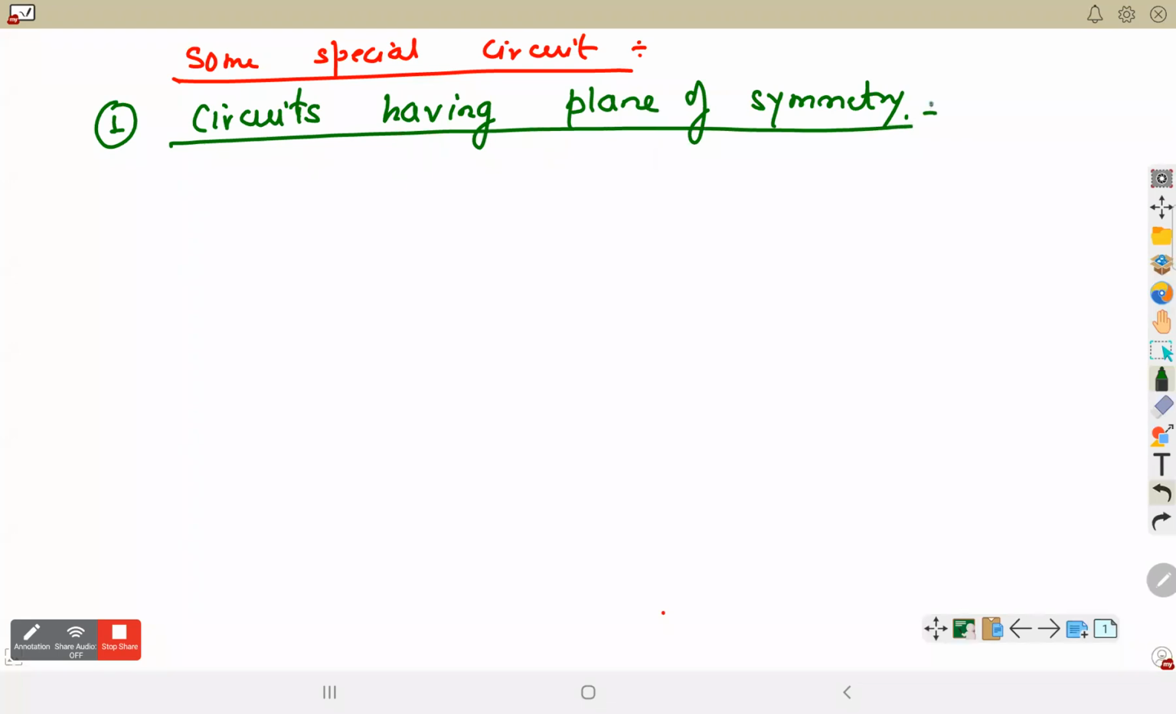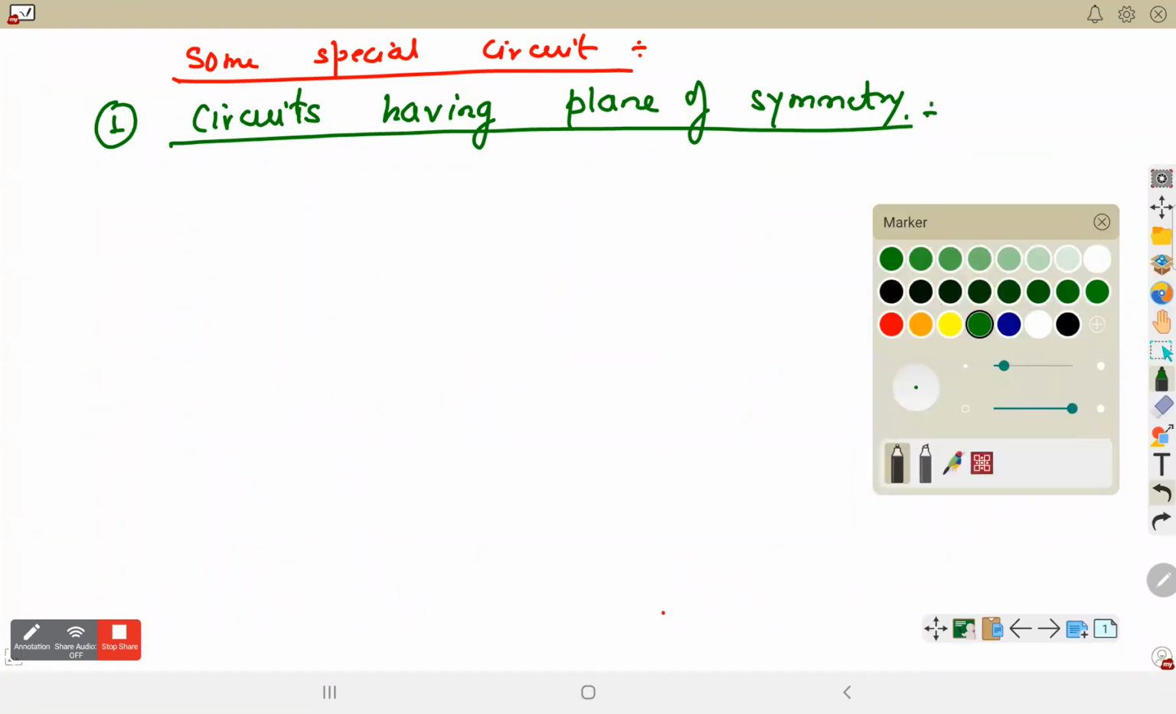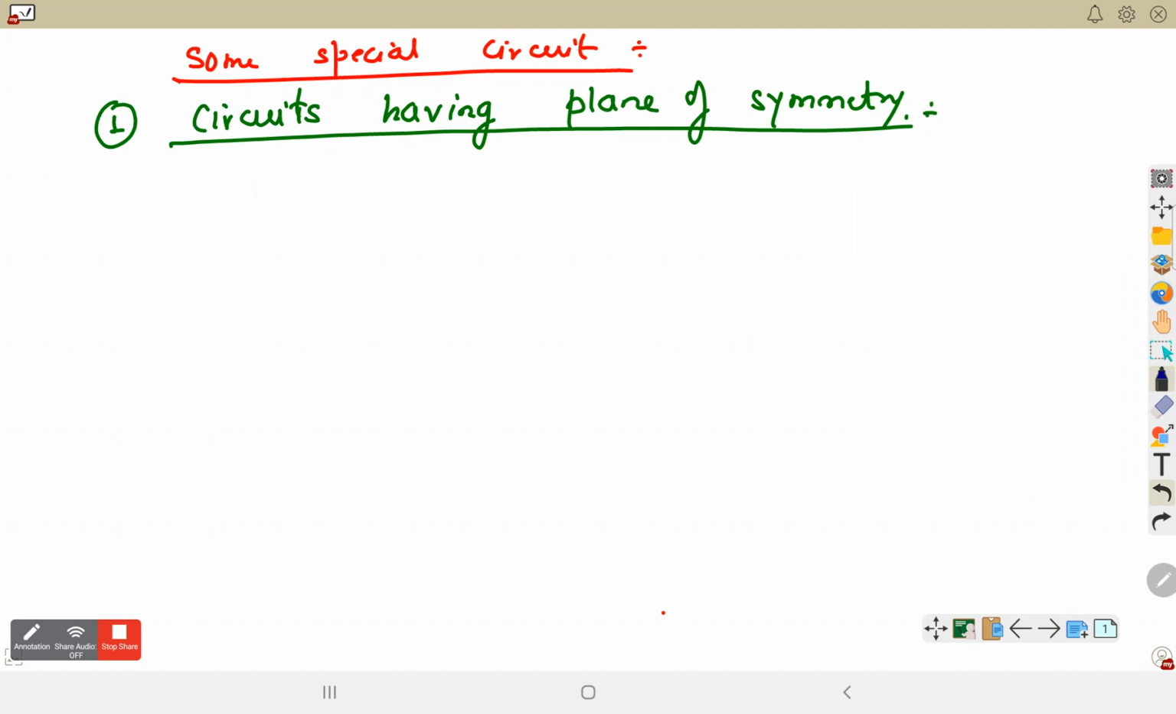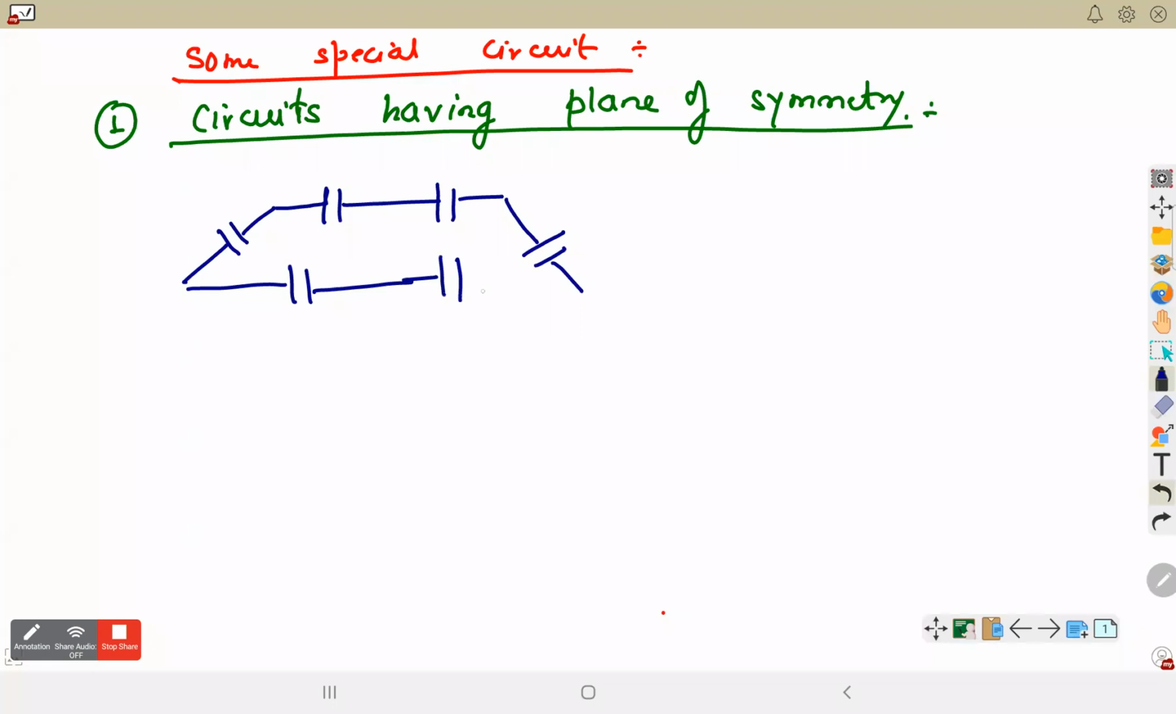Okay. Circuits having plane of symmetry. एक तो था vertical वाला, then there is a perpendicular plane of symmetry. So I'm just taking a few examples again to check whether you remember it or not. And you need to identify how to solve. I mean, how to choose a horizontal plane of symmetry or vertical plane of symmetry. Which method will we use?